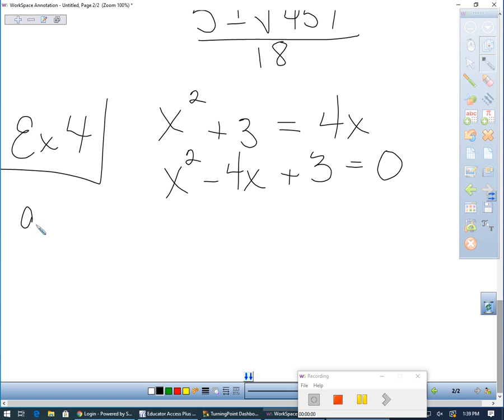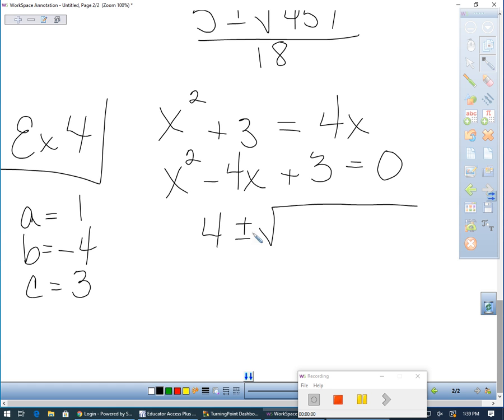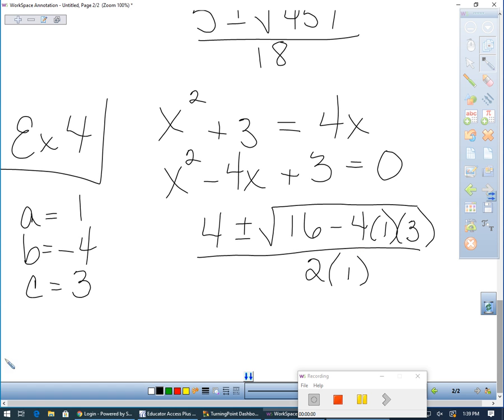So my a value is 1. My b value, negative 4. And my c value is 3. So I have negative 4, or positive 4, plus and minus the square root of b squared minus 4 times a times c, all over 2a. All right, underneath the square root, what do I get? 4. So what is the square root of 4? So we have 4 plus and minus 2 divided by 2.